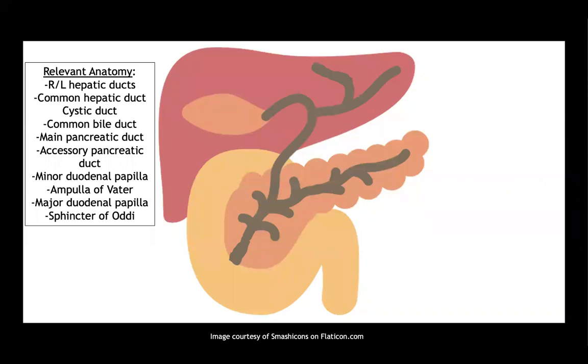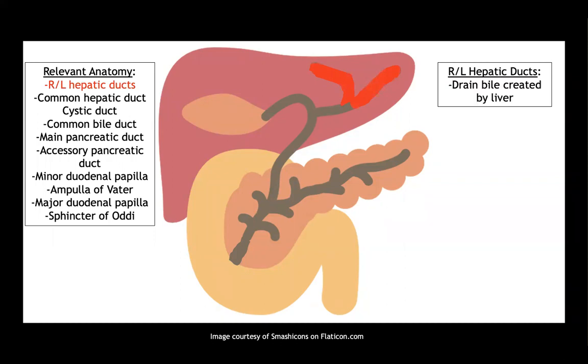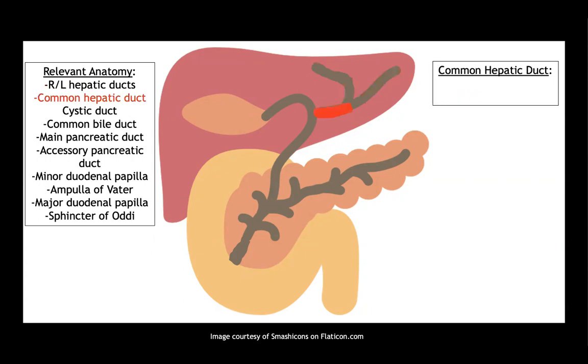We saw this anatomical relationship when we talked about the pancreas, so I'm just going to go over it one more time. So here on the top right, you can see we have our right and left hepatic ducts. What those do is they drain bile that gets created by the liver. Both of those ducts drain into the common hepatic duct. Over here, we have the cystic duct, which is important because that's our outflow tract from the gallbladder. And the common hepatic duct and the cystic duct both combine into this common bile duct here.